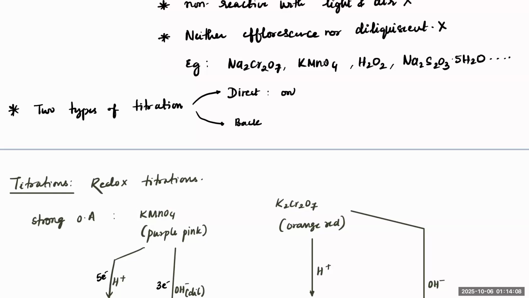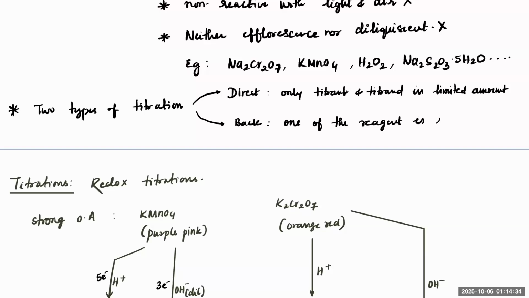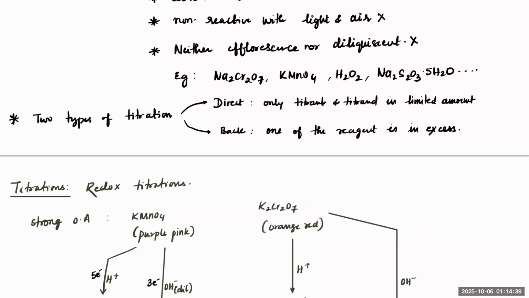Direct means only titrant and titrand in limited amount. And here back titration means one of the reagents is in excess, and this excess amount will again be titrated with something else. Okay.